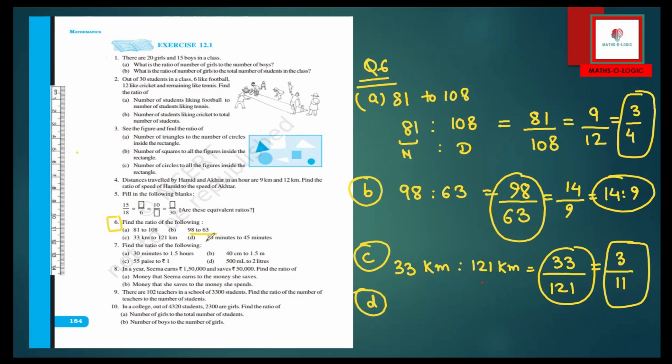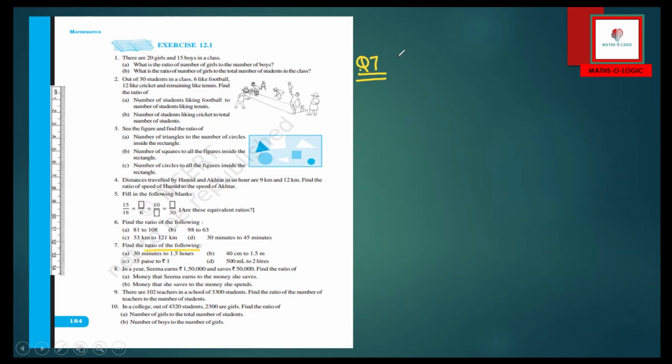D part, so D part is 30 minutes to 45 minutes. So 30 minutes to 45. 30/45, and this becomes 10/15. Further, 2:3 is the ratio. Fine. Question number 7 is also find the ratio.